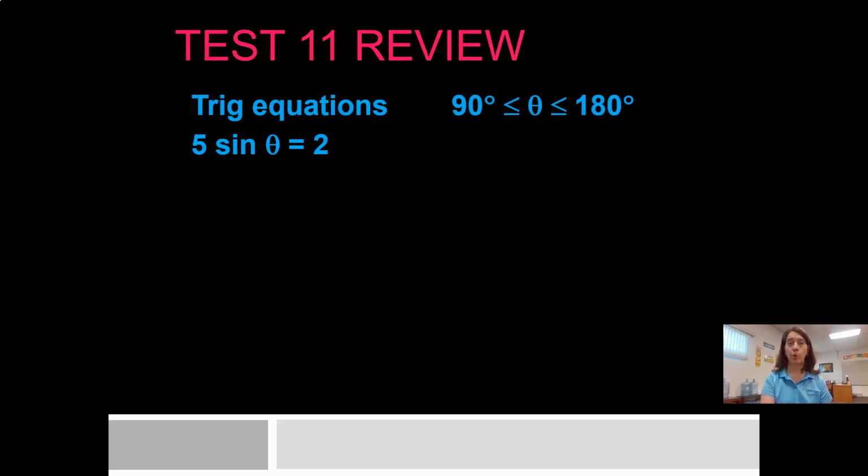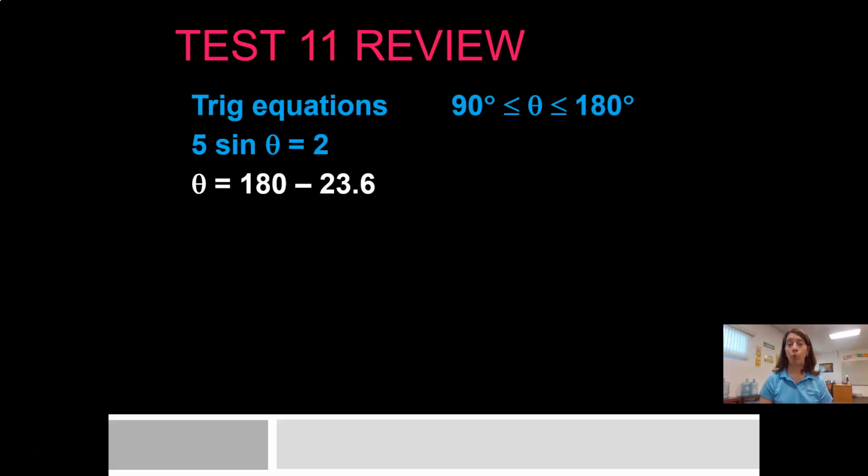Now, you could start this question the exact same way. You would divide by 5, so it says sine theta equals 2 over 5, but you would have got the same answer from the last question if you would have typed this onto the calculator. So how do I take that answer of 23.6 and put it into this correct quadrant? I had to back up from 180 degrees.